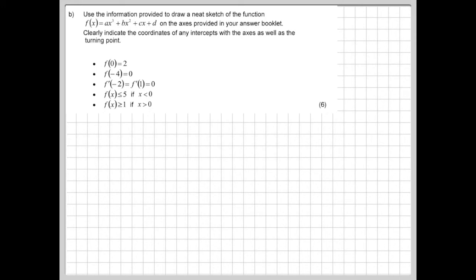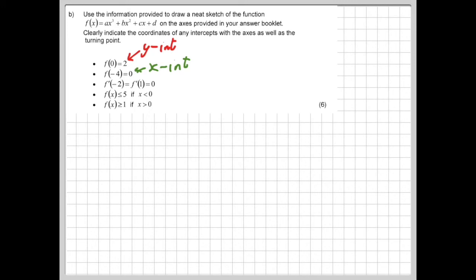The reason why I'm choosing this specific question is not that you would not have seen a similar one, but this one has got an interesting sting in the tail. But let's go and analyze what we've got before we actually attempt to draw it. So first of all, f(0) is 2, which means that is a y-intercept. Secondly, they tell me that f(-4) is 0. That means that's an x-intercept because y is 0.